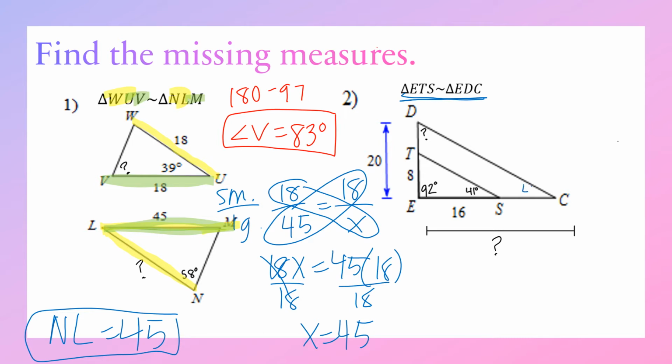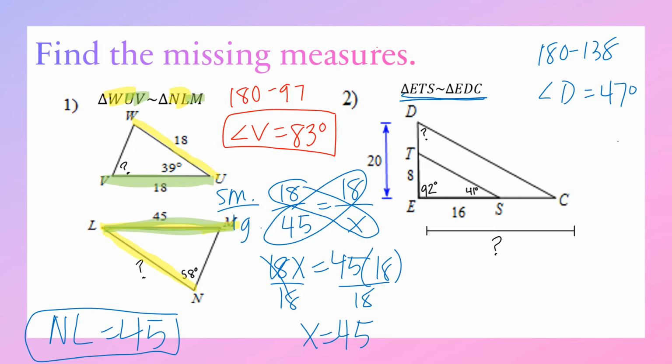So that means this angle would have to be 41. And then this angle would be the same as this angle here. So 92 plus 41 is 138, and 180 minus 138 is 47 degrees. So angle D equals 47 degrees. And that's found just by doing some simple subtraction there.